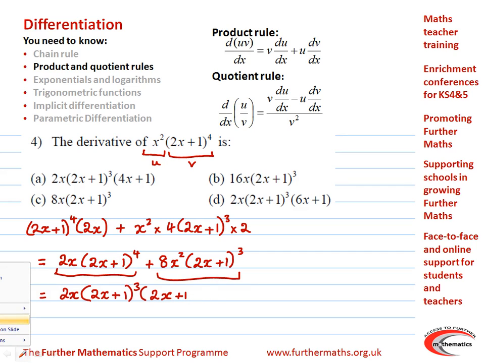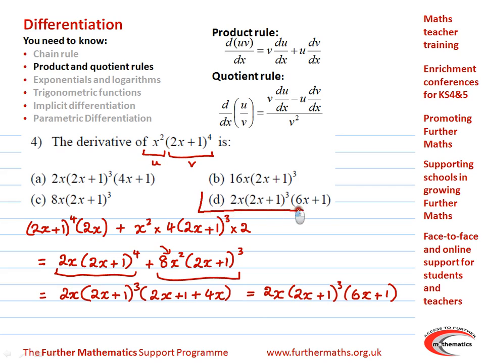Okay, so the 2x+1 from the first term, and then I also want a 4x, because the 4x would multiply the 2x here to make my 8x^2 in here. And when I simplify that down, then I can just tidy up that last bracket, (2x+1)^3, and that final bracket becomes 6x+1, which I think you can see here in part D of the options.